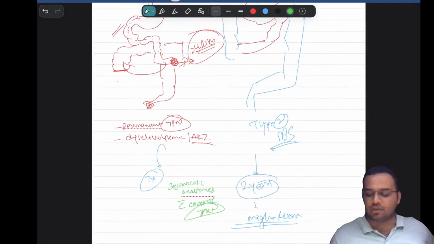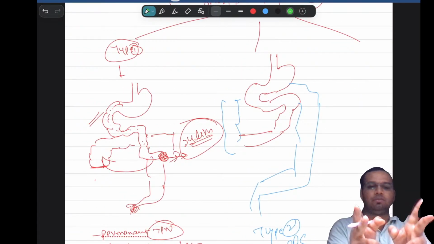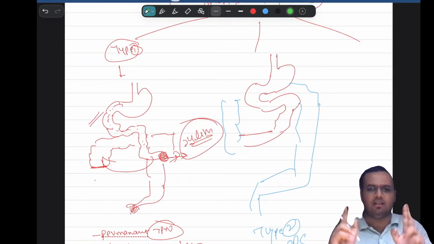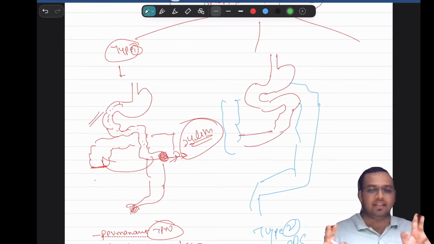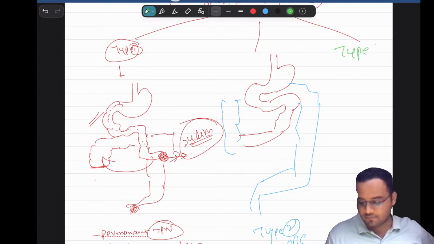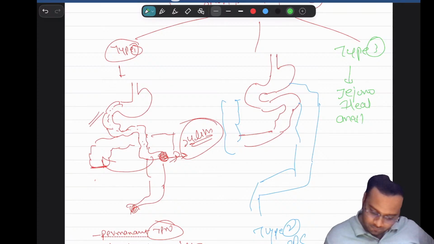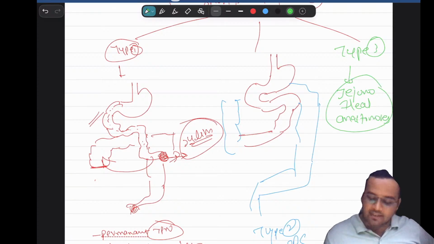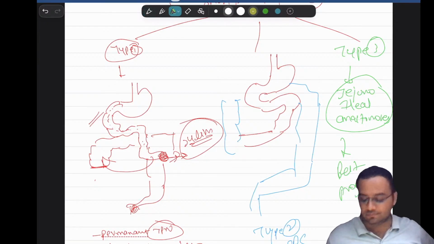And in type 3, there is going to be only small loss of segment of ileum or jejunum. So there is going to be intact small bowel. So type 3 is what routinely we do. There is going to be resection of the jejunum and ileum, and they are going to be anastomosed with each other. So that is the type 3. So here it is going to be jejuno-ileal anastomosis. And this is going to have the best prognosis.